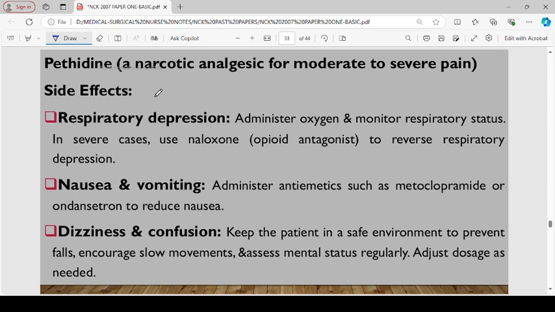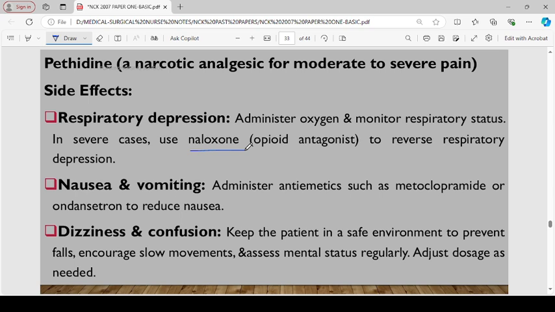worsening symptoms. Pethidine, this one is a narcotic analgesic that is used normally for moderate to severe pain. Side effects include respiratory depression. In this case, you need to administer oxygen, monitor respiratory status. In severe cases, you can use an opioid antagonist, that is the naloxone, to reverse respiratory depression.